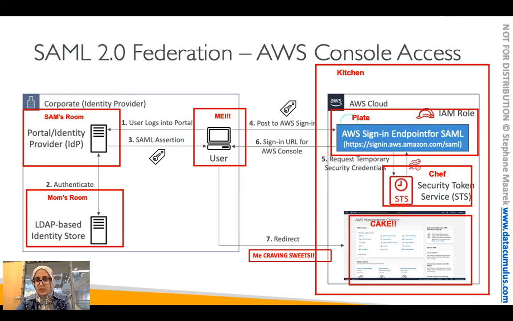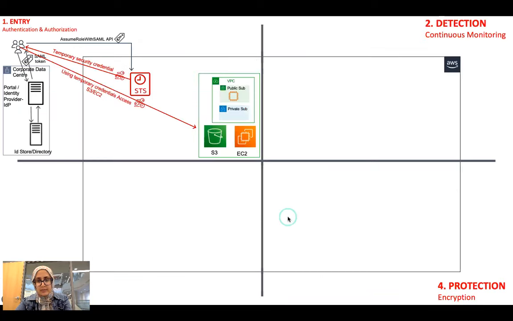And then I get that. Once I got the plate from the kitchen table, I still have to go through the chef, which is the STS service, right? And then the chef is going to give me, again, a temporary credential through that URL. And then I will be redirected to get the cake that's sitting on the kitchen table that I'm really looking forward to eating, right? So this slide and the previous slide are almost similar.